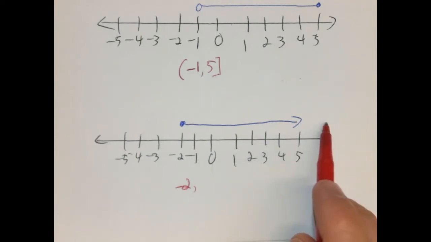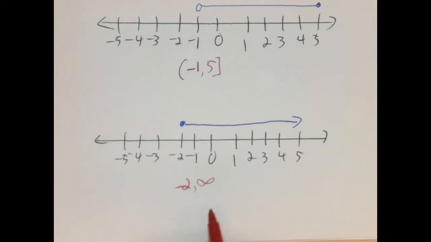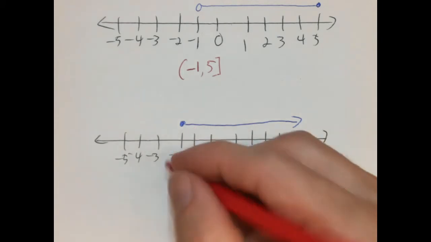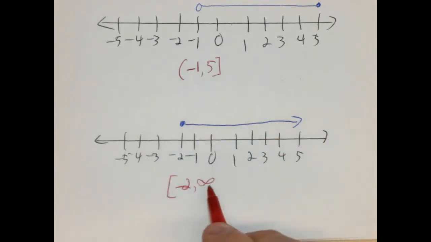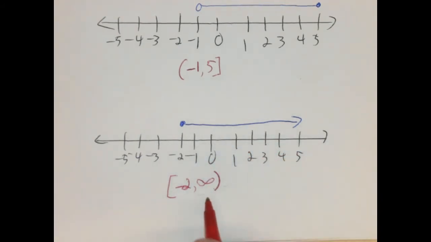It actually keeps going. So if you're going this direction, you're actually heading towards positive infinity. So I'm going to write infinity there. Okay. Now this would be included because it's a closed circle. However, infinity you can never reach. It's actually a direction or a concept. So we put non-inclusive for that.